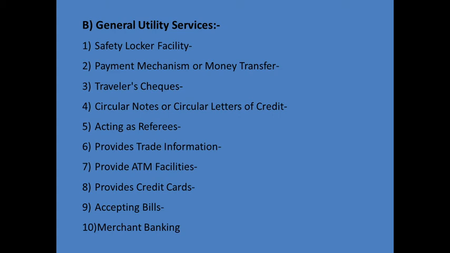The next function is providing trade information. The commercial banks collect information on the business and the financial conditions, etc., and make it available to their customers to help plan their strategy. The trade information service is very useful for those customers going for cross border business, and it will help the traders to know the exact business conditions, payment rules, and the buyer's financial status in other countries.